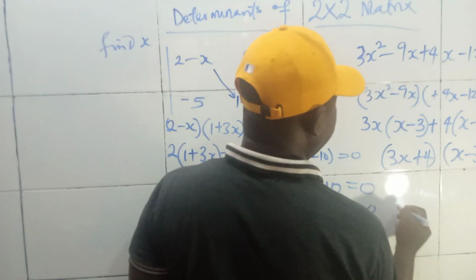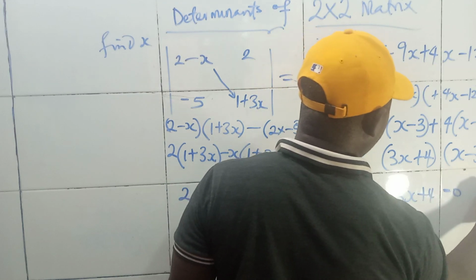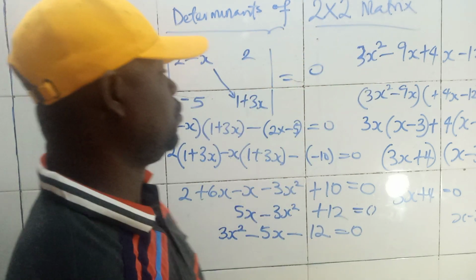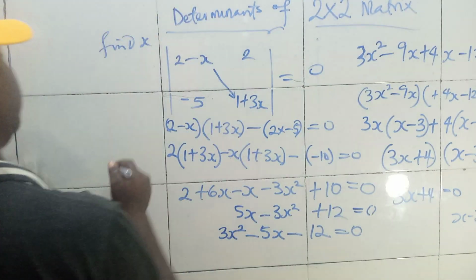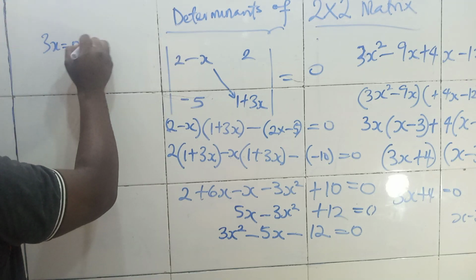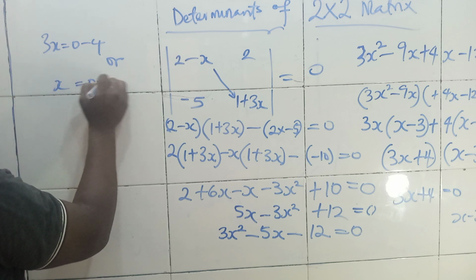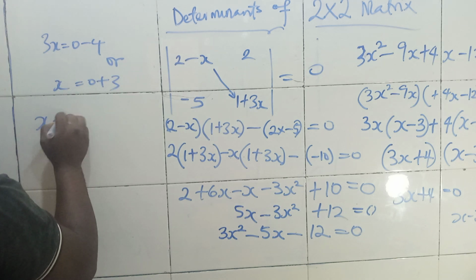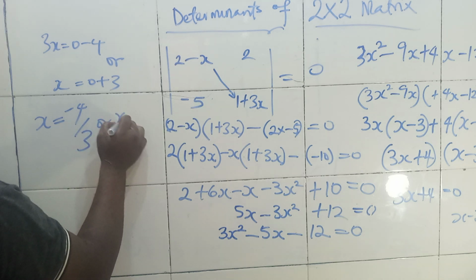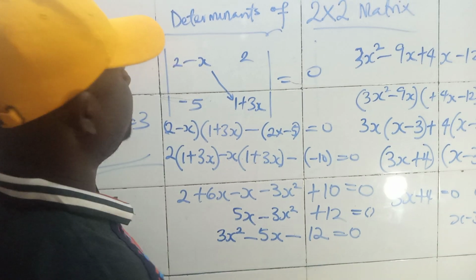So you equate each to 0. You have 3x plus 4 is equal to 0, or x minus 3 is equal to 0. So if you continue with that, you say 3x is equal to 0 minus 4, or x is equal to 0 plus 3. So you can conveniently say that x is equal to minus 4 all over 3, or x is equal to 3. So those are the possible values of x.